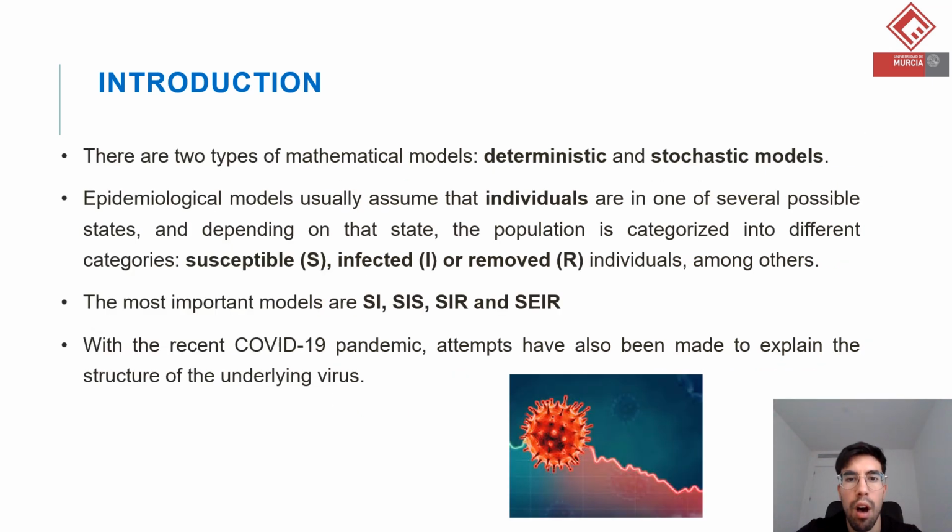There are two types of mathematical models, deterministic and stochastic models. In a deterministic model, it is possible to control all of the factors involved in the analysis of the phenomenon and to accurately predict its results. In a stochastic model, it is not possible to control all of the factors that intervene in the progress of the phenomenon, so the results are neither unique nor exact, but its outcome will occur with a certain probability.